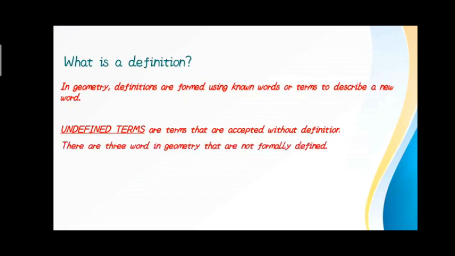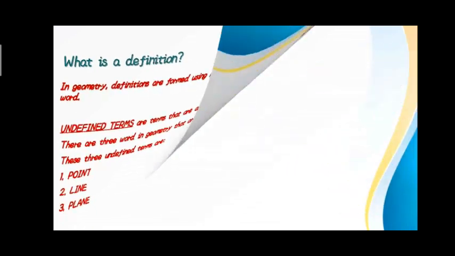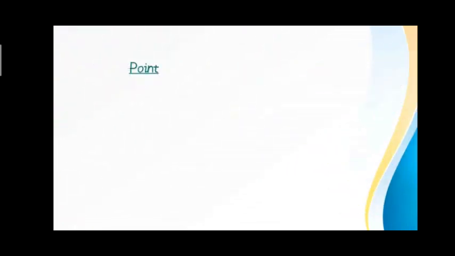There are three words in geometry that are not formally defined. These three undefined terms are point, line, and plane. So the first undefined term is a point. Now what is a point?